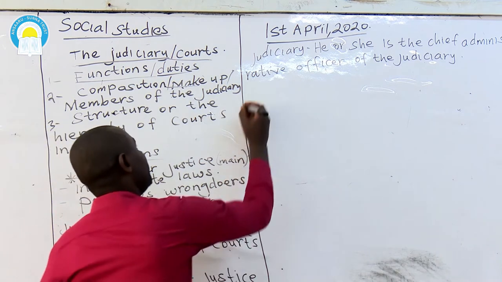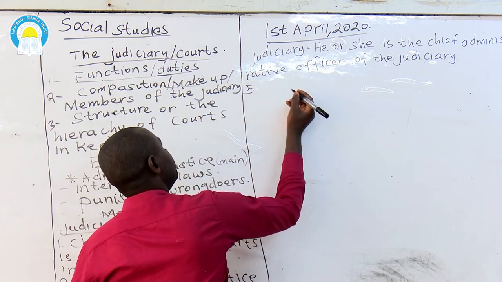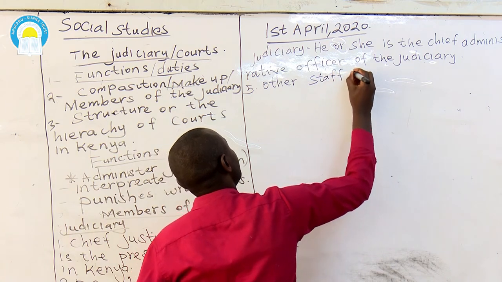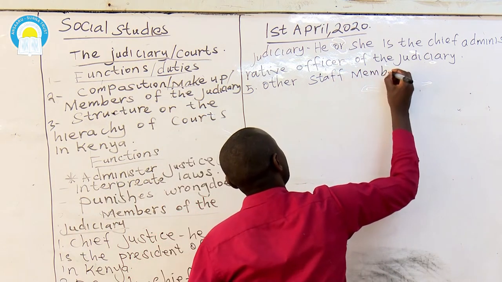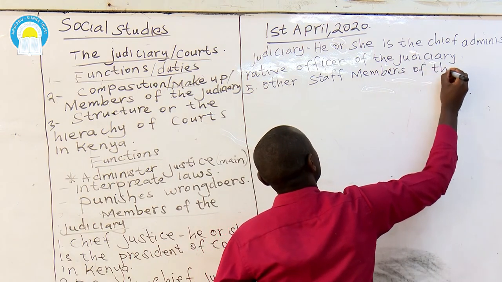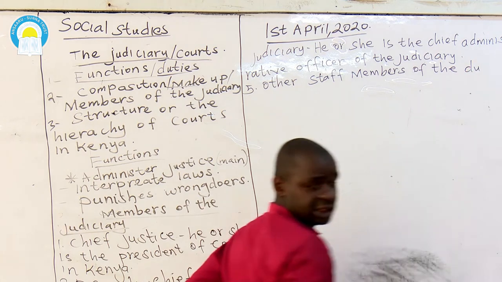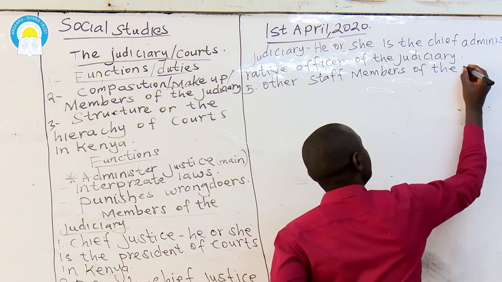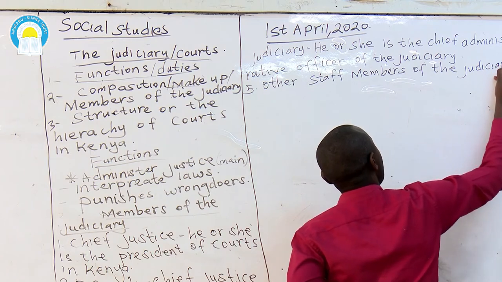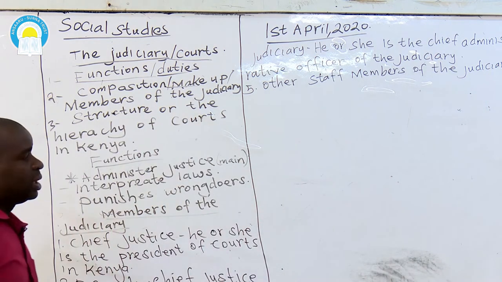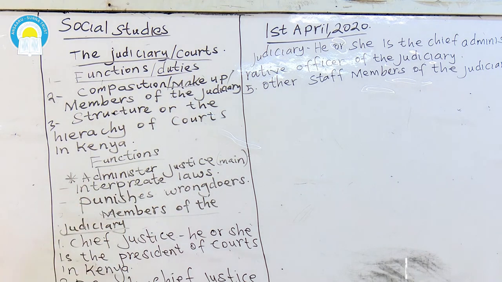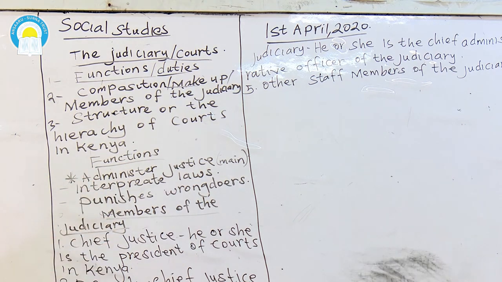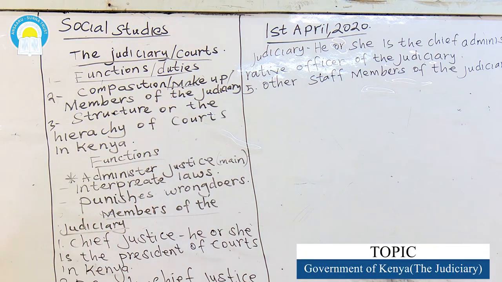Then lastly, number five, we have other staff members of the judiciary. So my pupils, in general, we only have five categories of members of the judiciary. And remember, from the onset, the Chief Justice and the Deputy Chief Justice are appointed by the President.